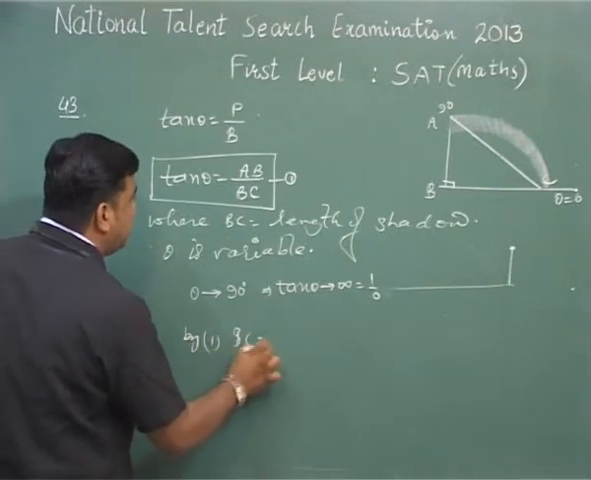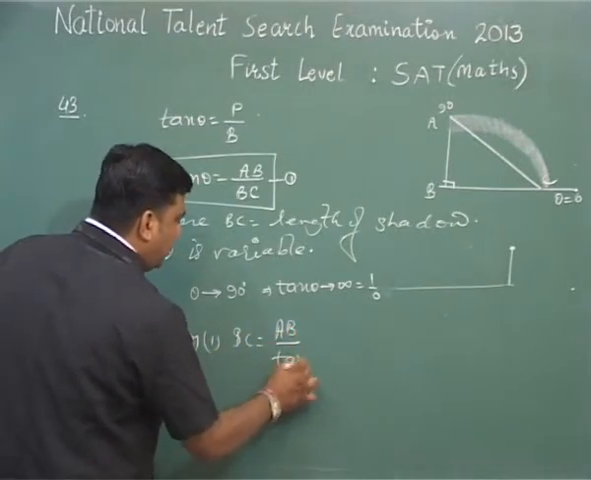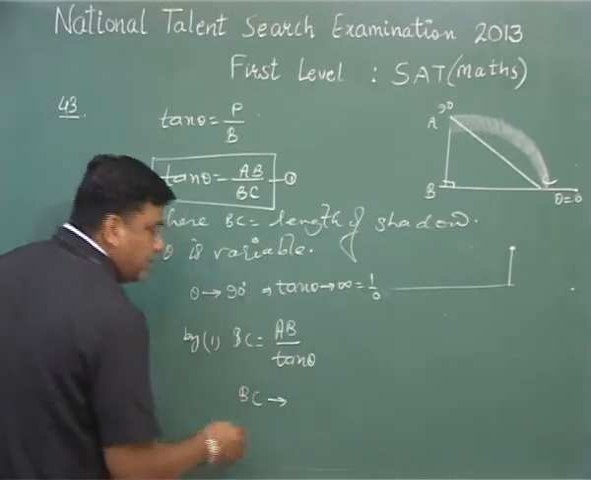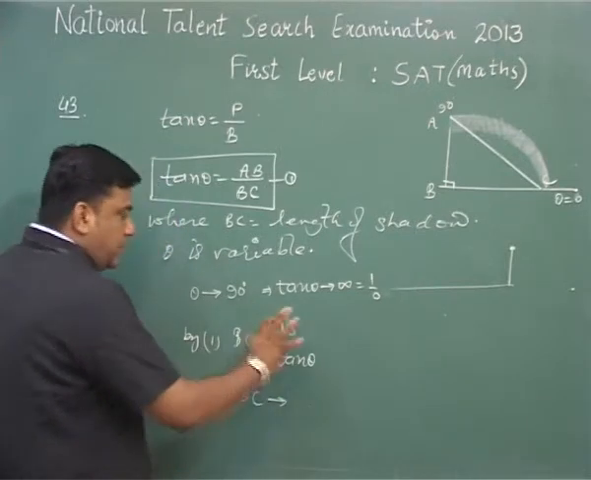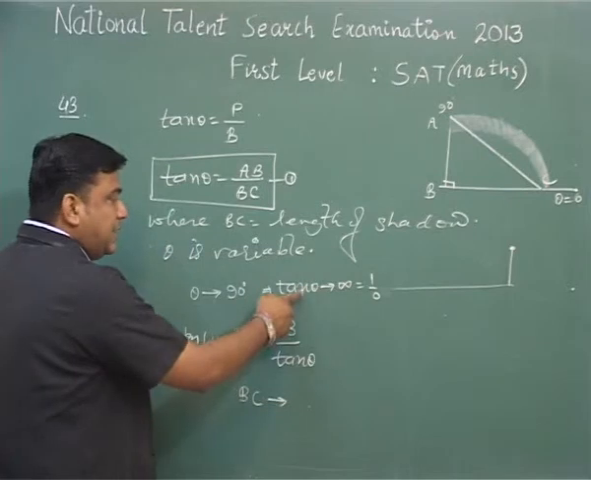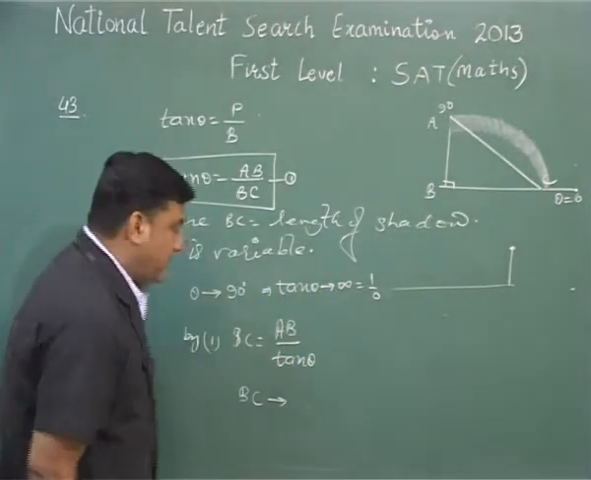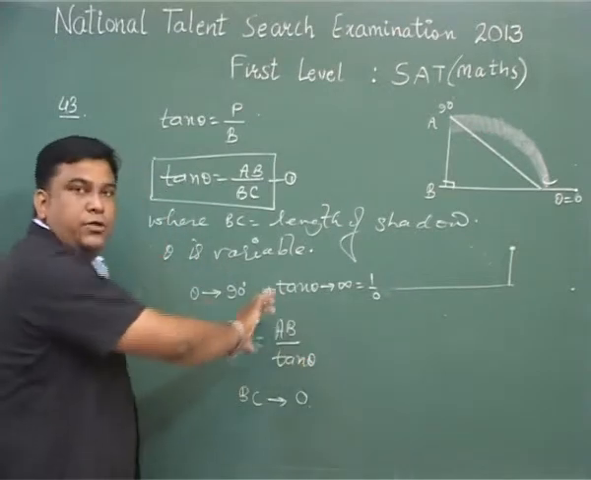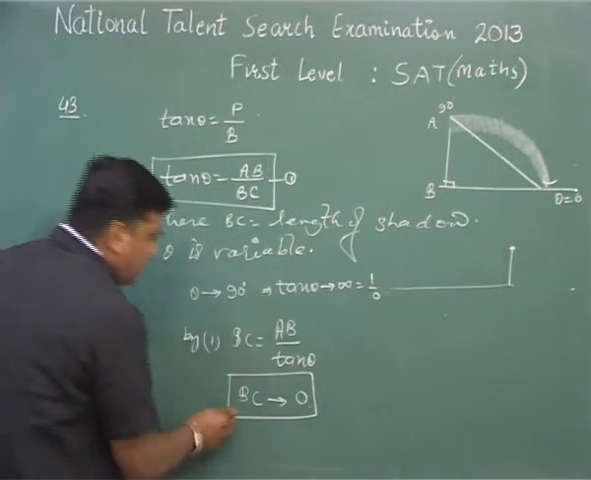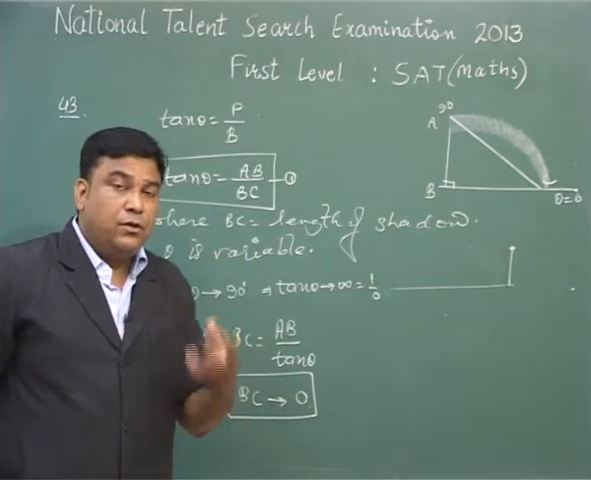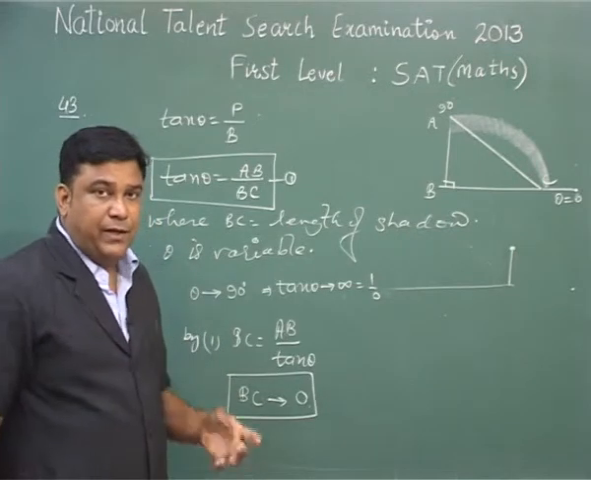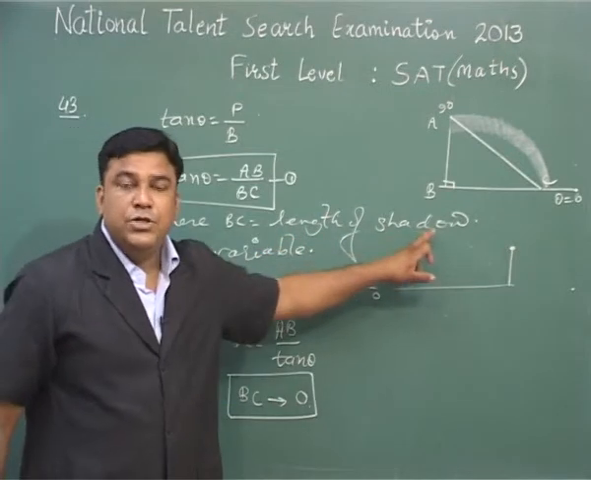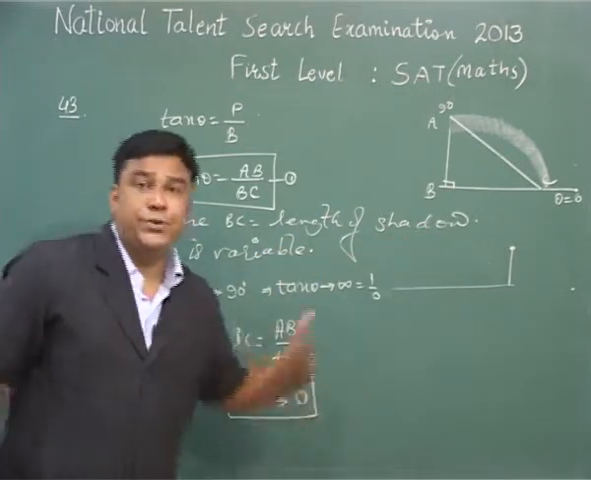the value of BC is equal to AB upon tan theta, and BC tends to. Now we are using tends to, since we are putting a value of tan theta which is not exactly the same as infinite, it is moving to infinite. So BC tends to 0, since infinite is in the denominator; when it comes in the numerator it becomes 0. So we are not achieving the infinite, and we are not exactly on 90 degrees. So BC, which is the length of the shadow, tends to 0.